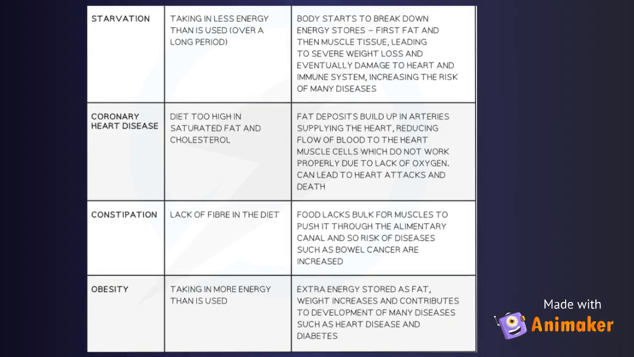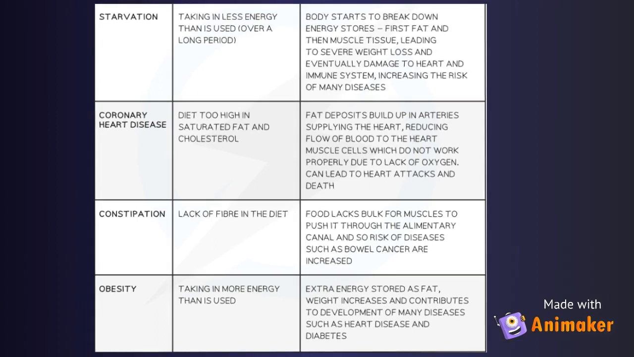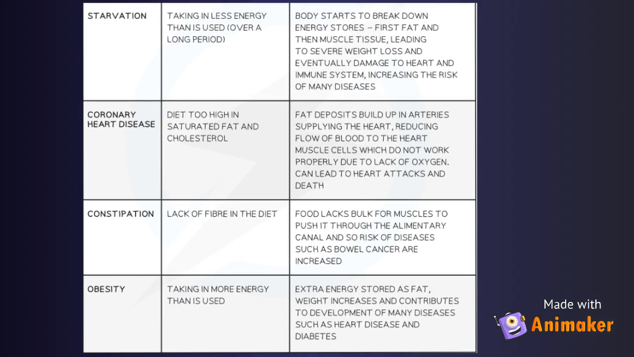The second type is coronary heart disease. The cause is if the diet is too high in saturated fat and cholesterol. So if your diet has a lot of saturated fat and cholesterol, there are chances of getting coronary heart disease. The effect is that the fat deposits will build up in your arteries, which are supplying the heart.